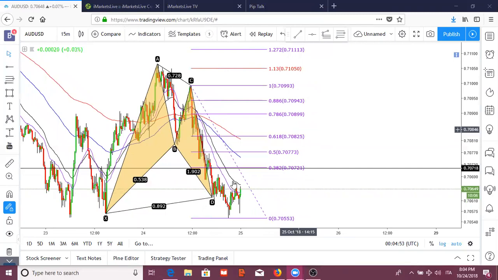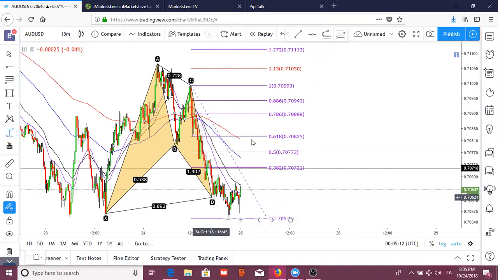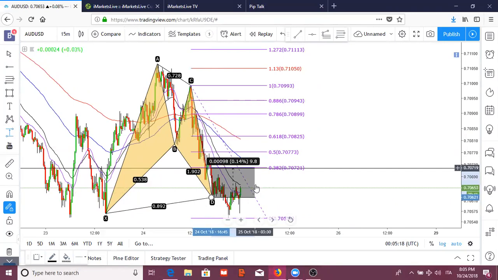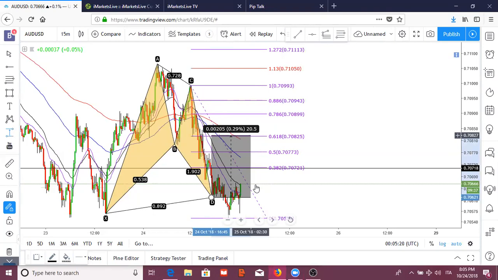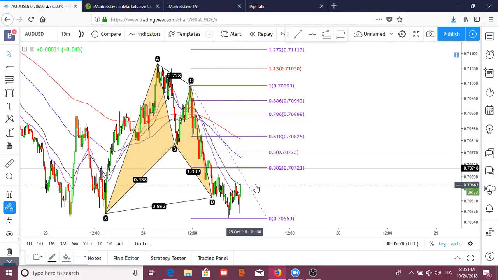So hopefully price breaks up and hits this 38.2 for target one. Then I'm going to exit that trade, just a little quick scalp trade. Grab about, from the D point to here, about 10 pips out of that trade. And target two will be about 20 pips. So I just want to see how this plays out, so y'all get to see it live.